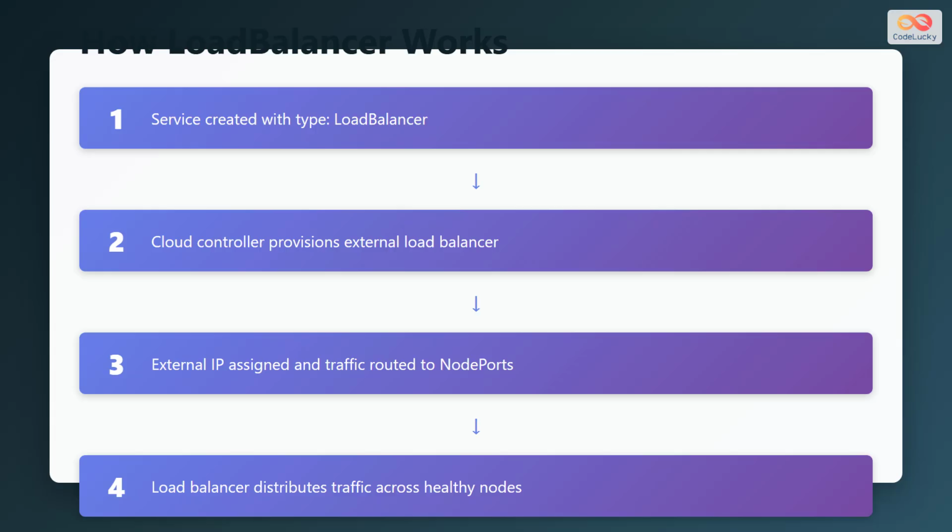Let's understand the workflow of a load balancer service. First, you create a service with type load balancer in your manifest. Second, the Cloud Controller Manager detects this and provisions an external load balancer in your cloud provider's infrastructure. Third, an external IP address is assigned to the load balancer, and traffic is routed to node ports on your cluster nodes. Finally, the load balancer distributes incoming traffic across all healthy nodes in your cluster, ensuring high availability and fault tolerance.